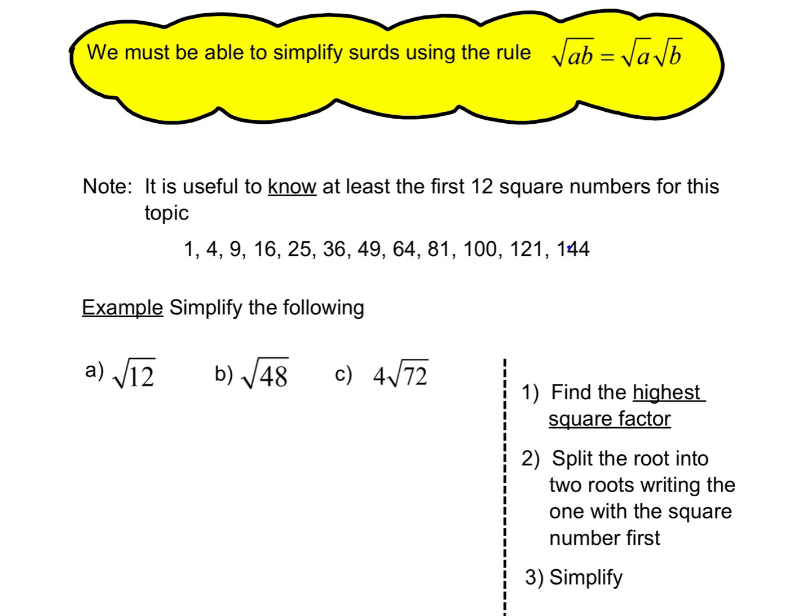And 4 multiplies with 3 to get 12. So if we know 4 3s are 12 and 4 is my square factor, I'm going to go down here and write that as the square root of 4 times the square root of 3, which is equal to the square root of 4 times 3, which is the square root of 12.